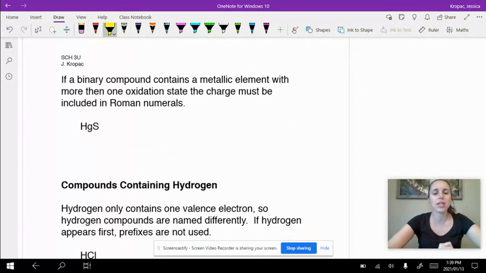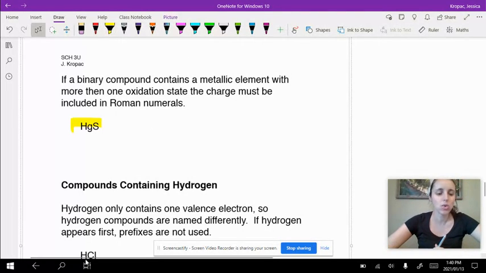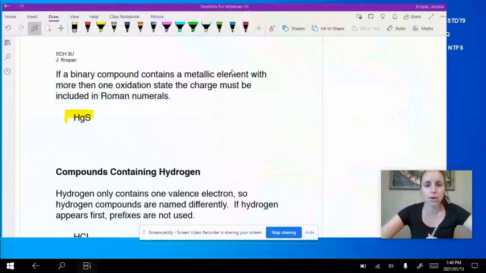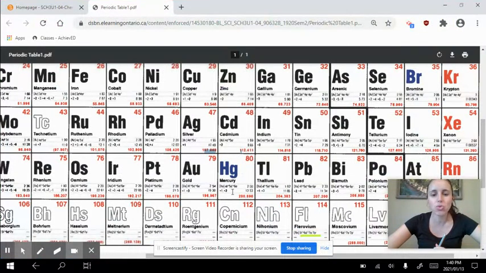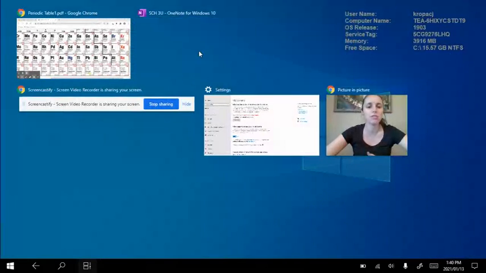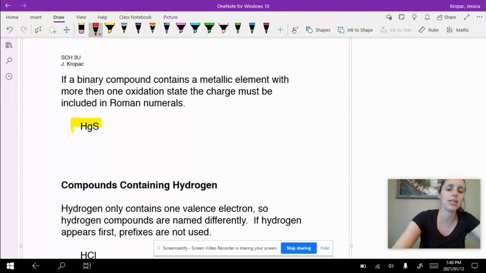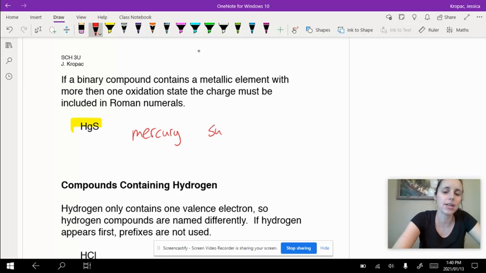If the binary compound contains a metallic element with more than one oxidation state, so if you are dealing with a multivalent metal, you want to make sure that you tell me what the charge is in Roman numerals. So for example, HgS. If we find Hg, mercury, on the periodic table, you can see it right here. It's got two numbers listed down there, a 1 and a 2. Since it has those two numbers listed, then we are dealing with a multivalent metal in this case. So we're going to name mercury, and we're going to name sulfide, but you also have to tell me the charge.